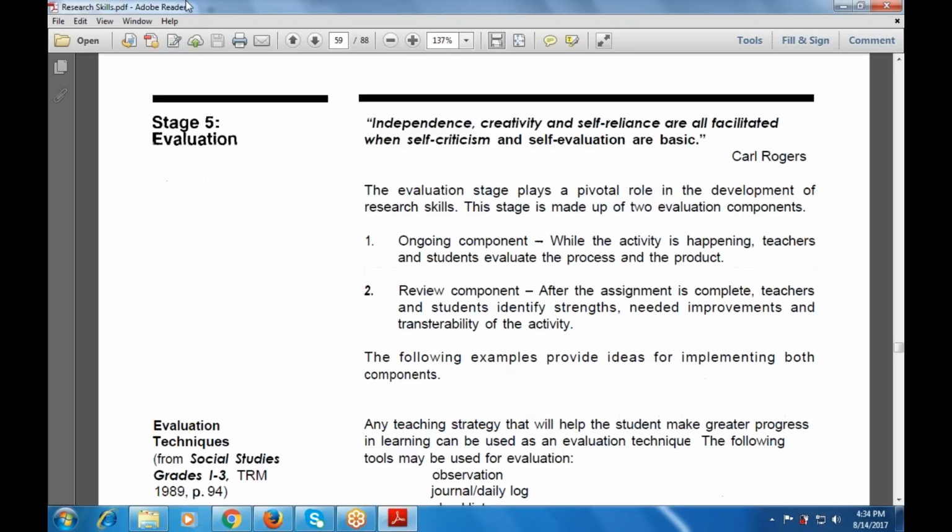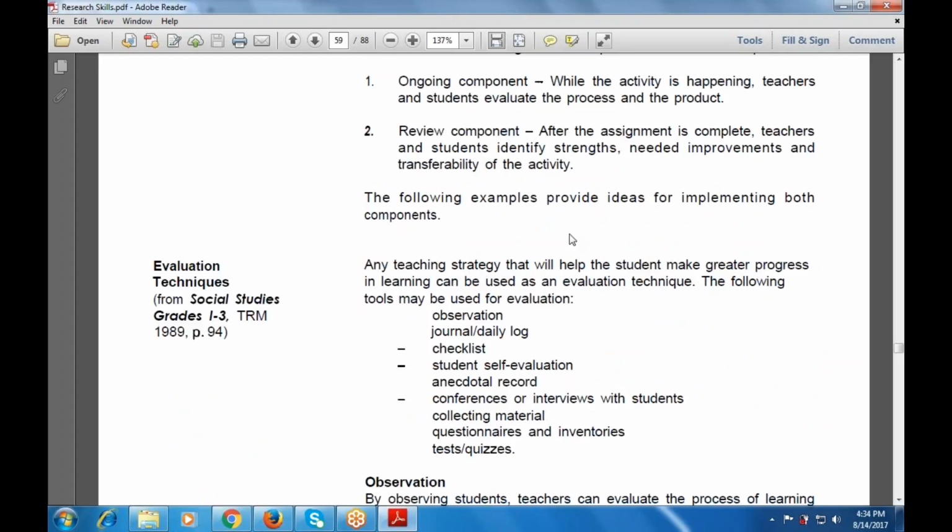When the evaluation criteria are fulfilled, the technique is fulfilled, that is a strategy that will help the students make greater progress in learning and can be used as an evaluation technique. The following tools may be used for the evaluation: observation, journal, daily log, checklist, student self-evaluation, incidental records, conferences or interviews with the students, organizing materials, questionnaires, inventories, test, quiz. These are all part of the evaluation.